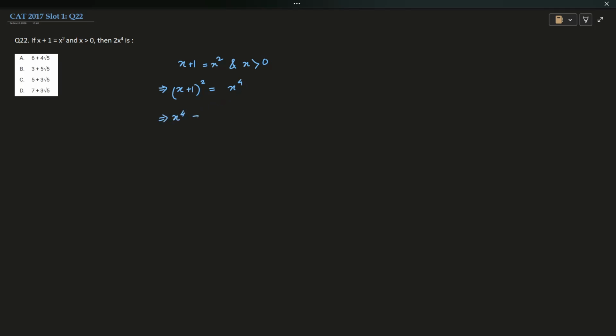So x to the power 4 is equal to x square plus 2x plus 1. Now, guys, can I write this as x square plus x plus 1, right? The 2x, I am writing as x plus x. And what is x plus 1, guys? X plus 1 is x square. So this can be written as x square plus x square. So I can say it is 2x square plus x.